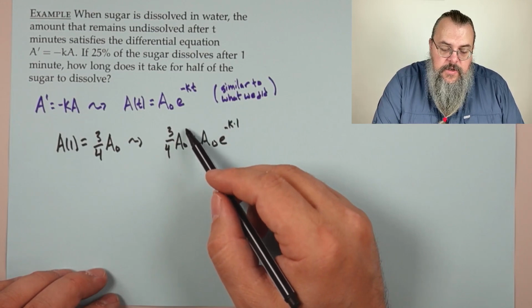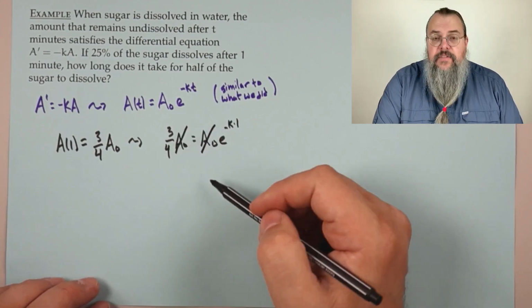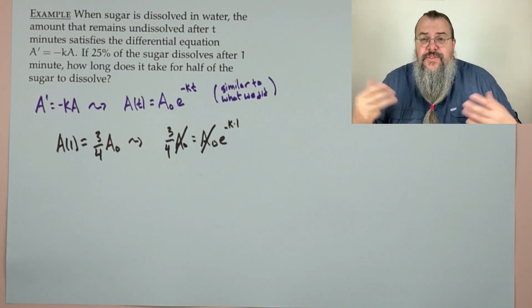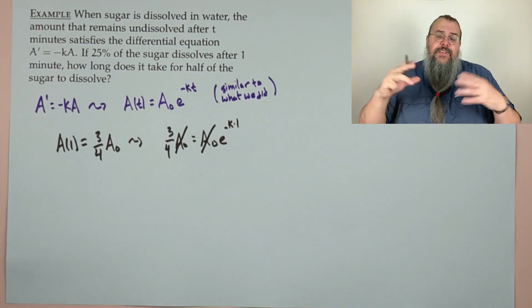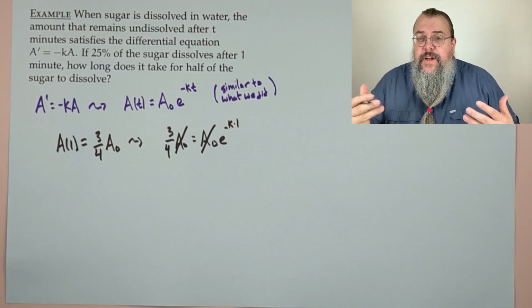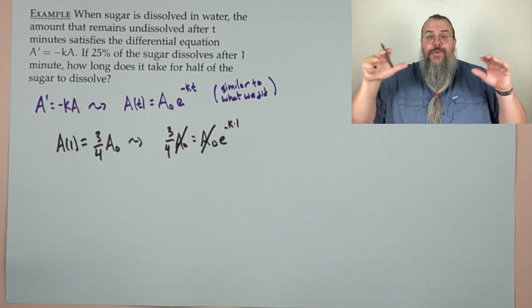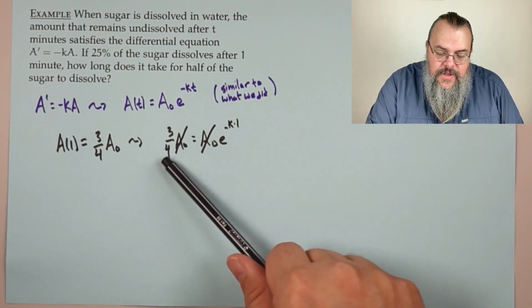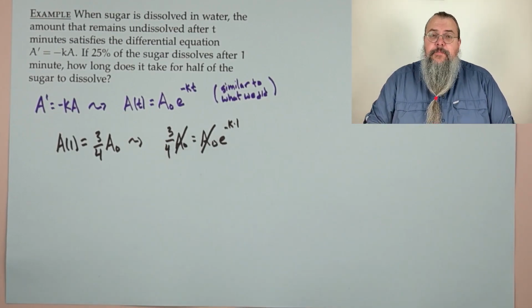And now we're in good shape because the A0s cancel. That's why the initial amount is really not important. We could have chosen anything, or we could have just said, well, it's a symbol, and we'll put it as a symbol until it disappears. All right, so we now have 3/4 is e to the minus k.